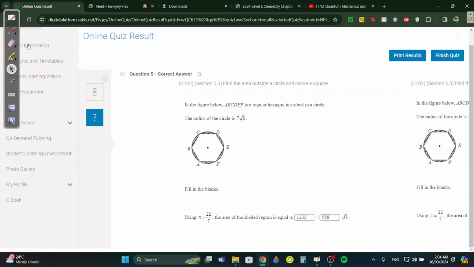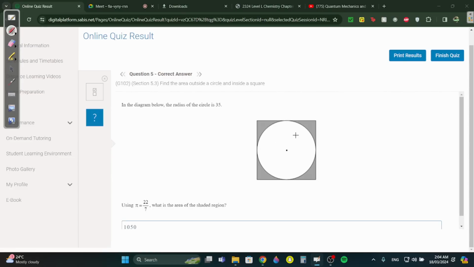Question 5. What's the area of the shaded region? Again, in this case, the whole thing, which is the square, minus the circle gives these shaded regions. The area of the square, if the radius is 35, you know the square is side times side. Can I find the area of the square? If this is 35, that means what's this? This is going to be 70. So now I know that the side is 70, and this is also 70 because it's a square.